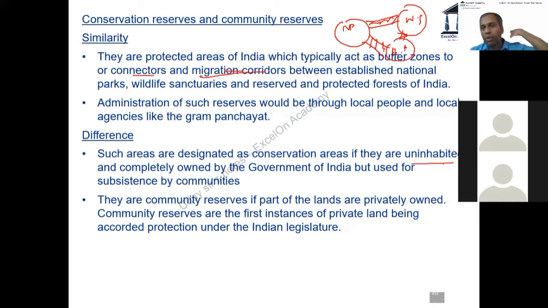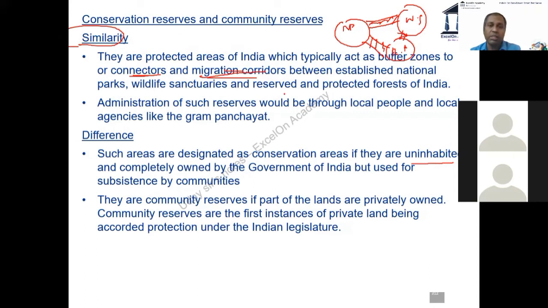So coming back, what is the similarity between conservation reserves and community reserves? Let's look at the similarity. The first similarity is both of them are connectors or migration corridors. Between what? Between national parks, wildlife sanctuaries, reserve forests, protected forests. They are the migration corridors, both conservation and community reserves.